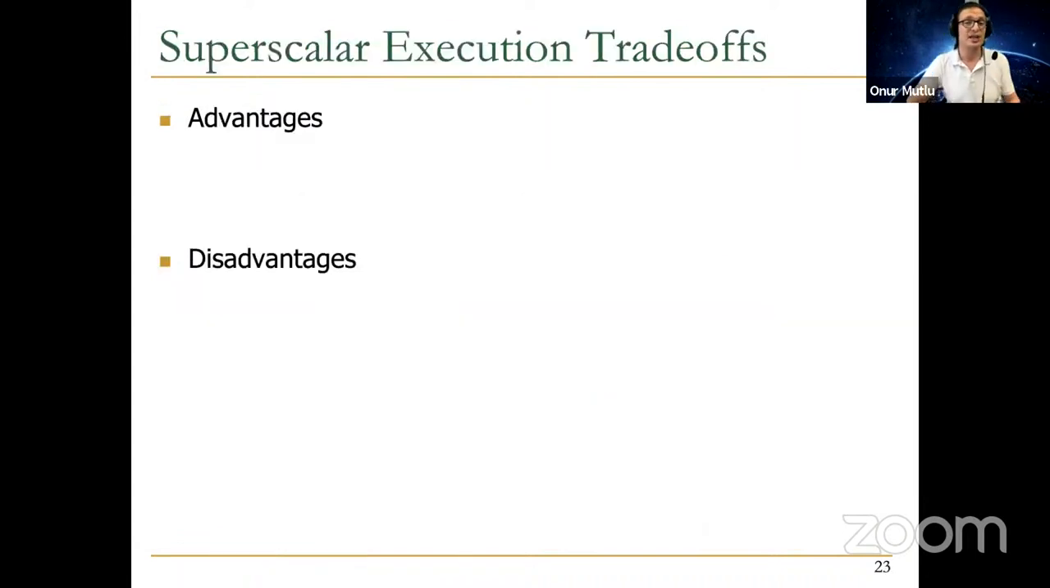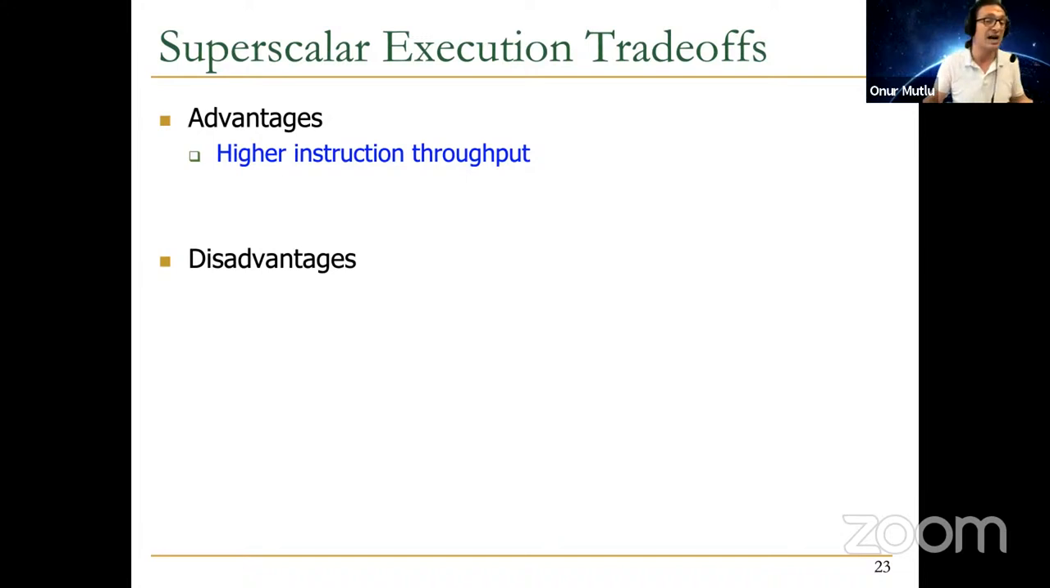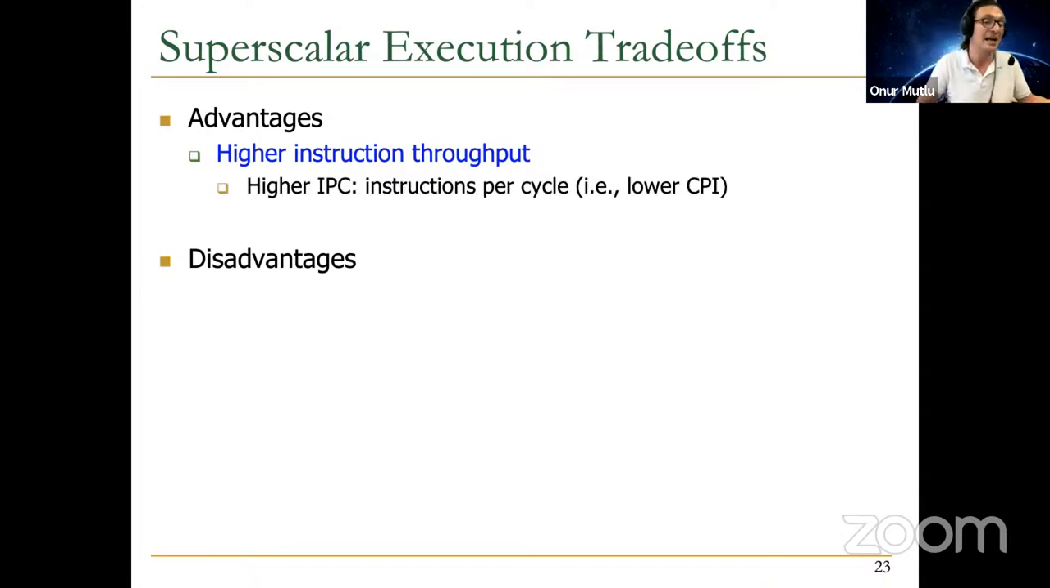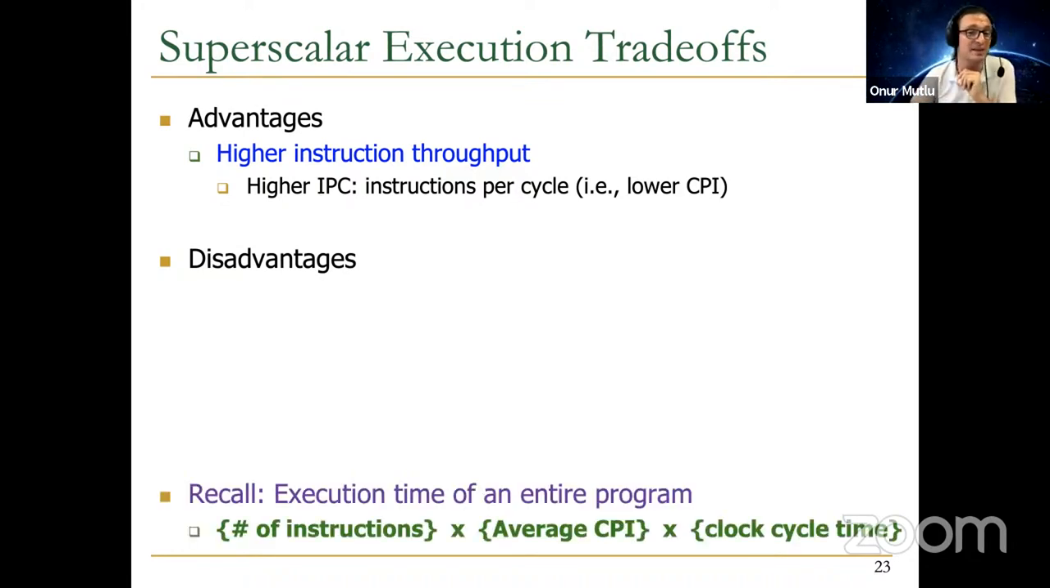So let's discuss the trade-offs of superscalar execution before we conclude this part of the lecture. Certainly a big advantage, the main reason why we're doing this, is we want to get higher concurrency, higher instruction throughput, and essentially higher IPC, instructions per cycle. Instructions per cycle is the inverse of CPI, which we're trying to reduce, as you remember, right? As I will show you in a bit. Basically, lower CPI is good.